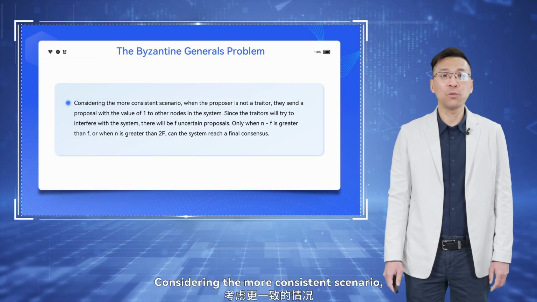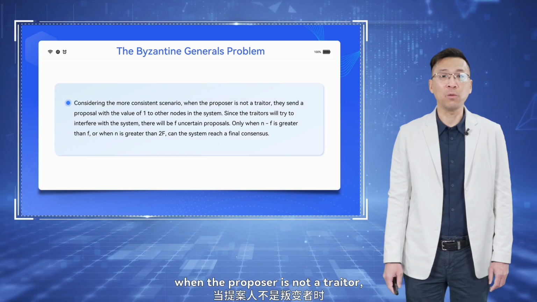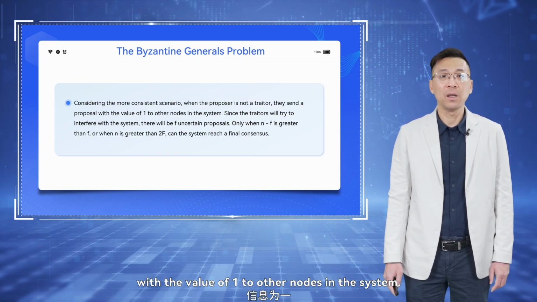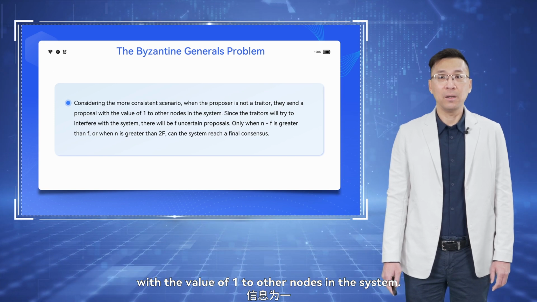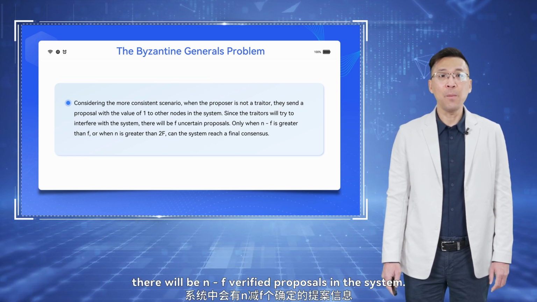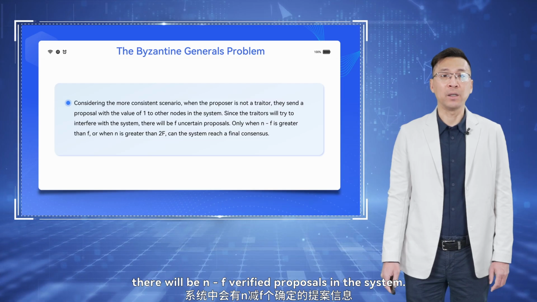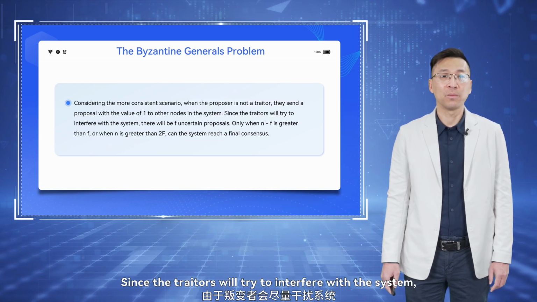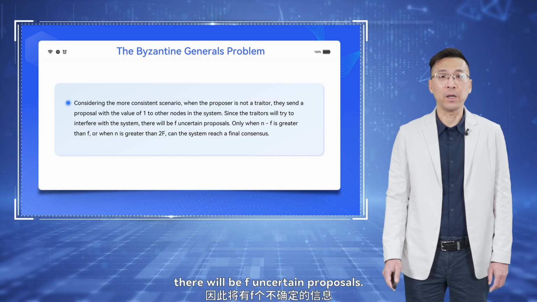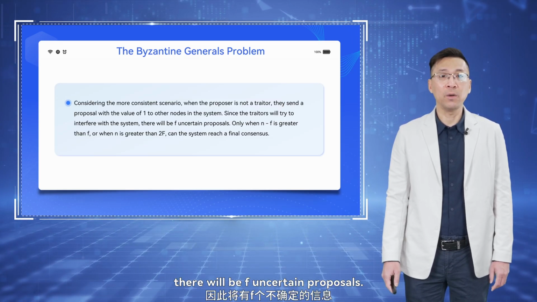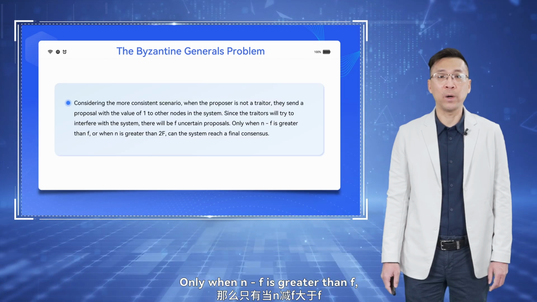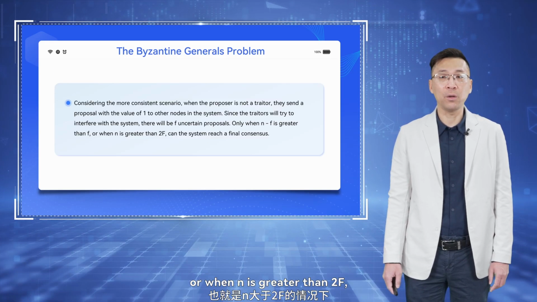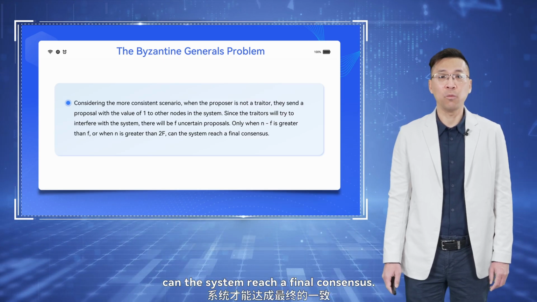Considering the more consistent scenario, when the proposer is not a traitor, they send a proposal with the value of 1 to other nodes in the system. At this point, there will be n-f verified proposals in the system. Since the traitors will try to interfere with the system, there will be f uncertain proposals. Only when n-f is greater than f, or when n is greater than 2f, can the system reach a final consensus.